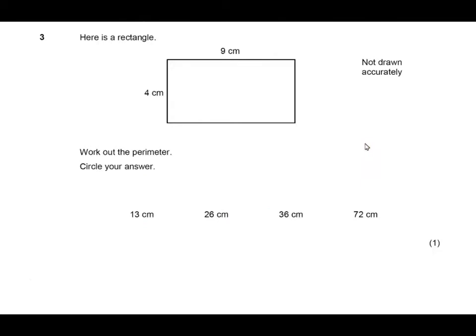Here is a rectangle, work out the perimeter. So we know it's a rectangle, so this side must be 9 and this must be 4. So remembering what a perimeter is, it's the distance around the outside. I have 9 plus 4 plus 9 plus 4. Put this in your calculator so you don't make any mistakes, and you get 26 centimeters. So circle 26 centimeters for 1 mark.